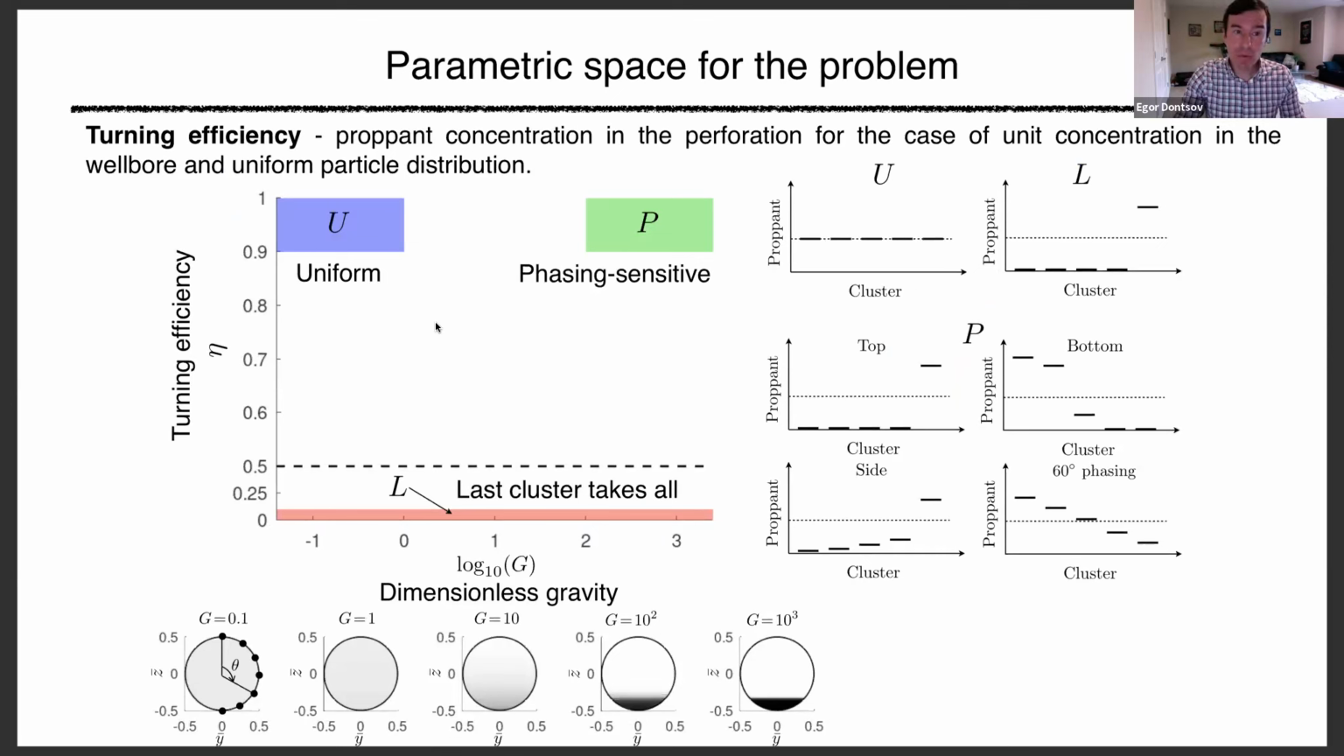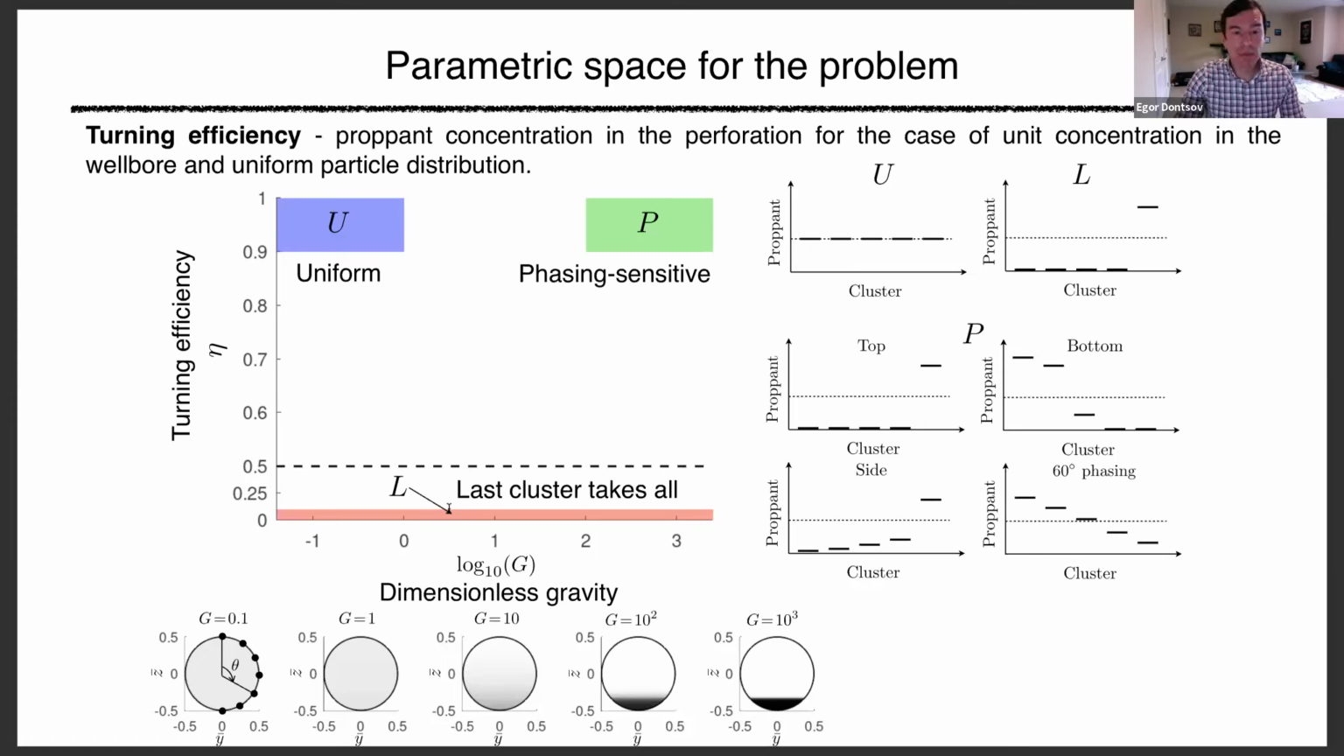And so conceptually, we can outline the limits where we're going to be, depending on the parameters. For instance, if everything is uniform in the wellbore, so we pump at really, really high velocity, and particles are able to turn because, for instance, they're very, very small, then everything is uniform. So the proppant distribution between clusters is going to be a flat line. Every hole is going to get the same amount of particles.